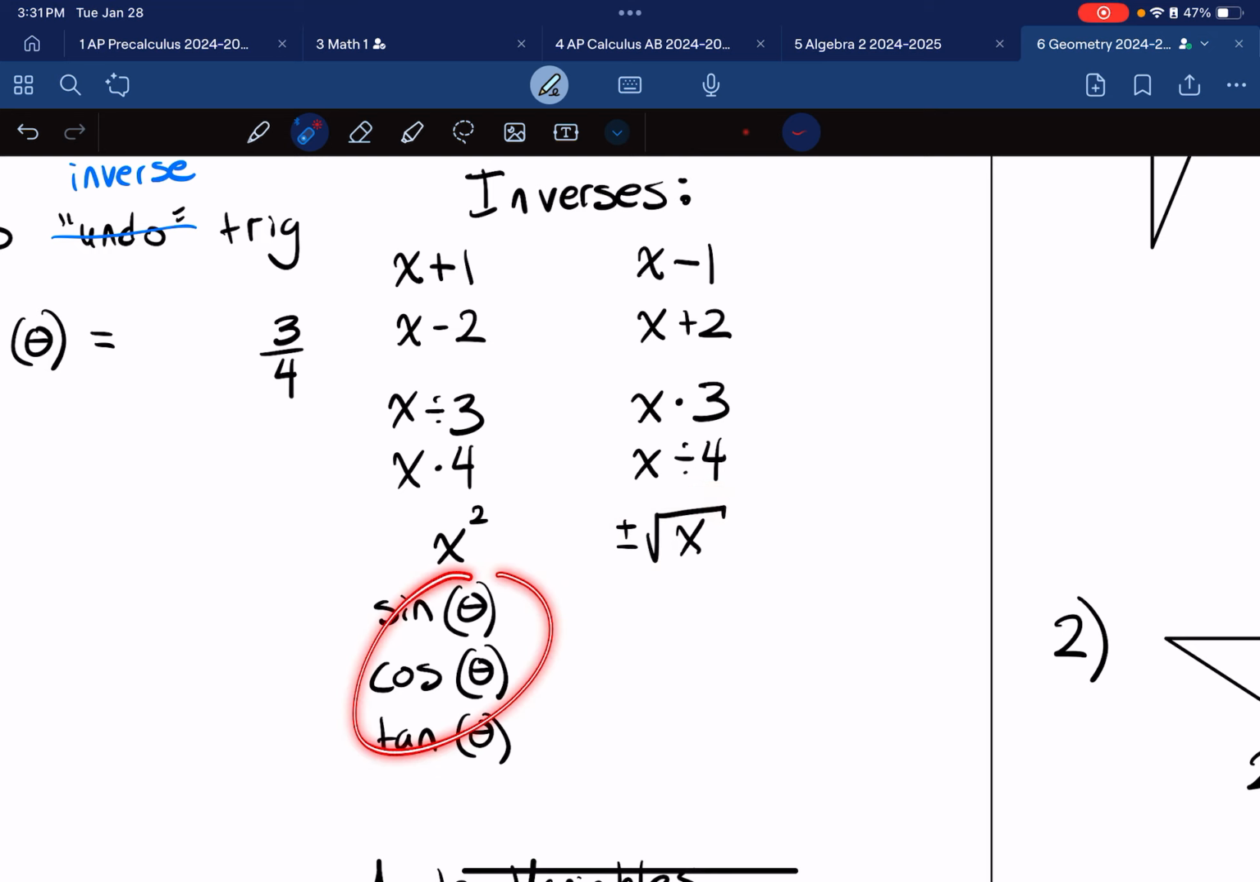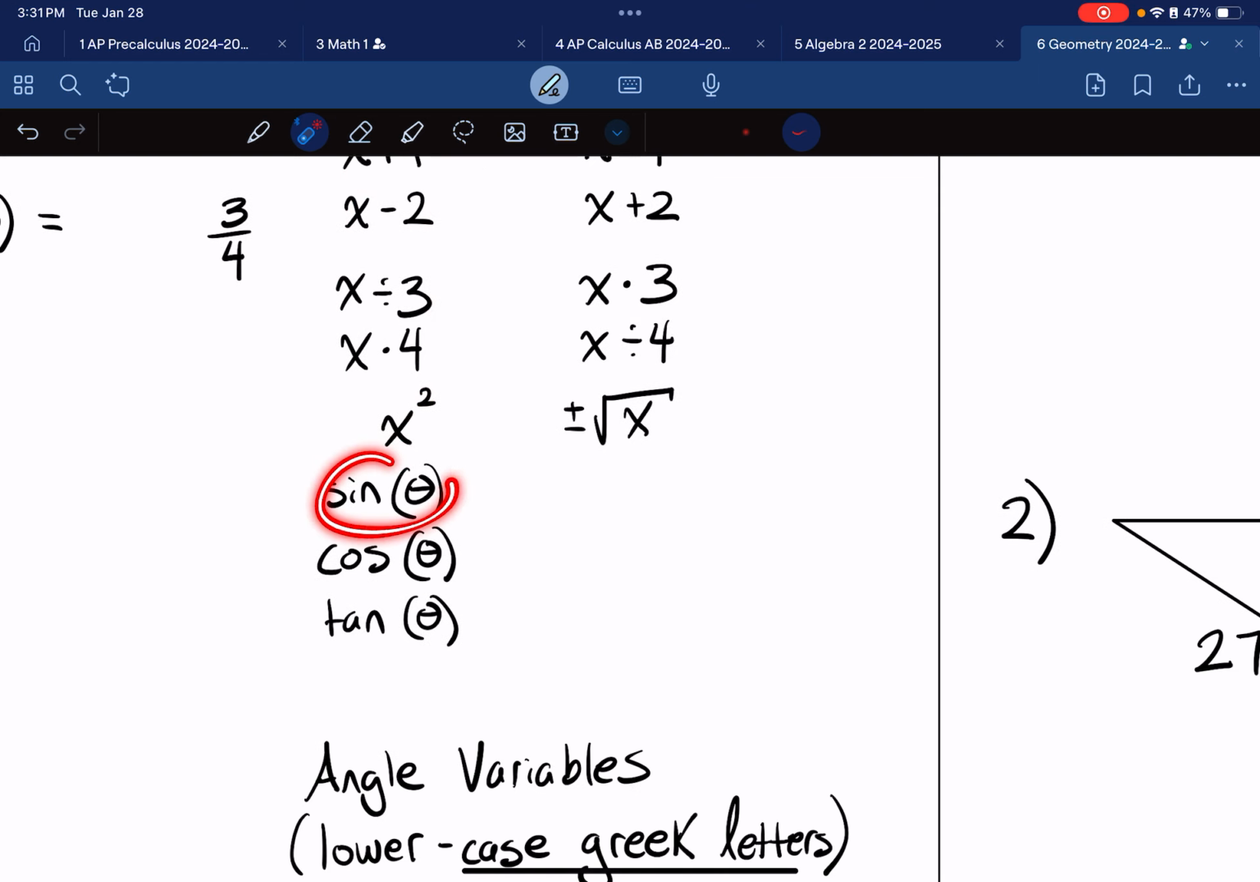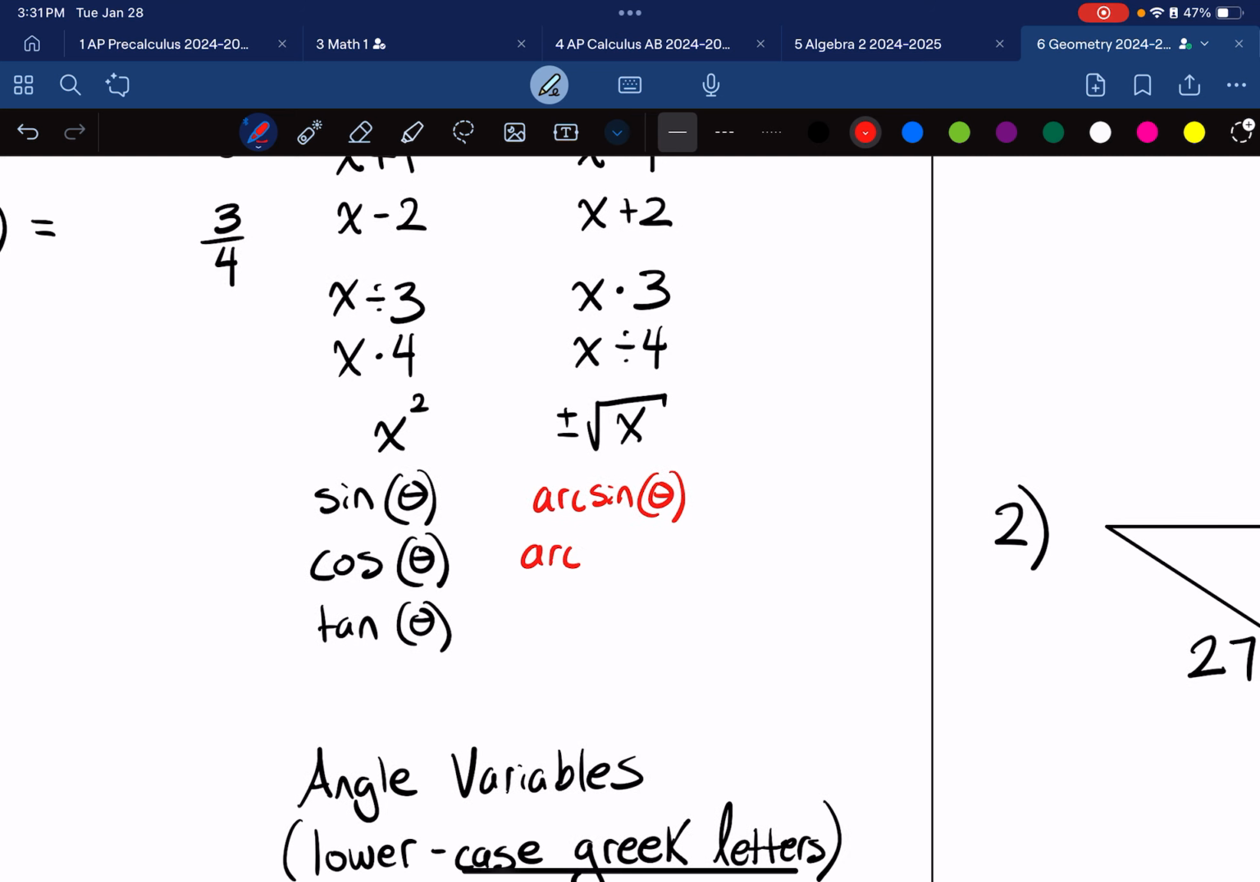So now the question is, what are all of these? And I could have made this list a lot longer. I didn't have any exponents or logarithms or anything like that. But to undo a sine, the way that we undo it is we say that this is the arc sine of the angle. Similarly, cosine is the arc cosine of our angle, and tangent is the, I don't know how to spell apparently, arc tangent of our angle.